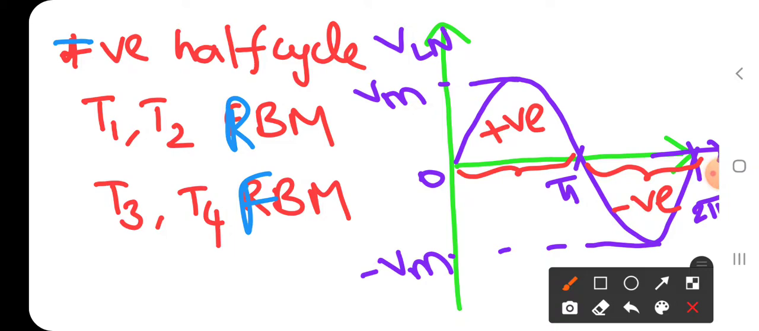Here I divide the operation into 0 to alpha, alpha to pi, pi to pi plus alpha, and pi plus alpha to 2 pi, like this. Okay, let me start the operation. The first one is 0 to alpha.